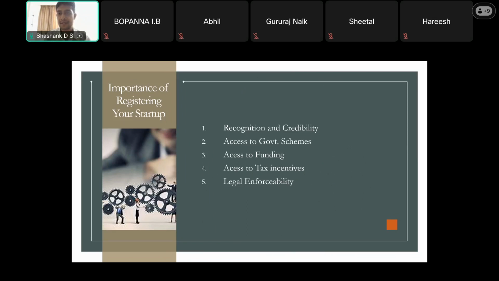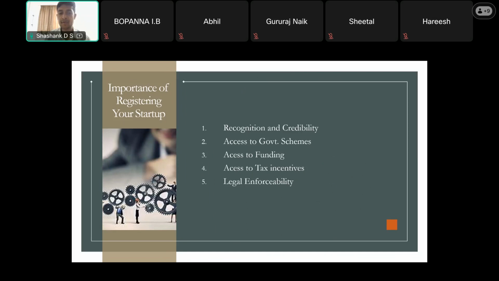Else the credibility will be very low, and your entire exercise of approaching various stakeholders for growing your business becomes futile. The second part is access to various government schemes. When you make an application to any government scheme, you have to register your startup, otherwise the eligibility itself is lost. Then, access to funding: when you approach equity investors or a bank, they ask for all the basic statutory registrations and your financials.